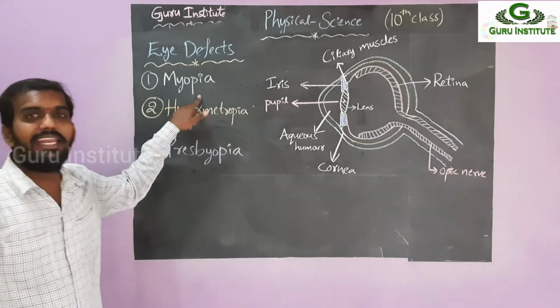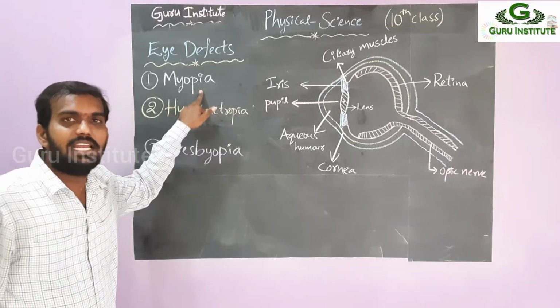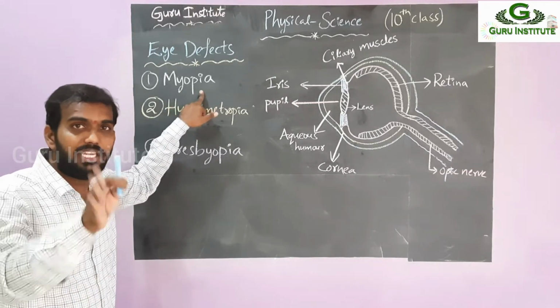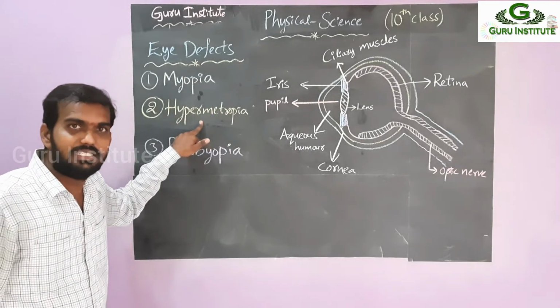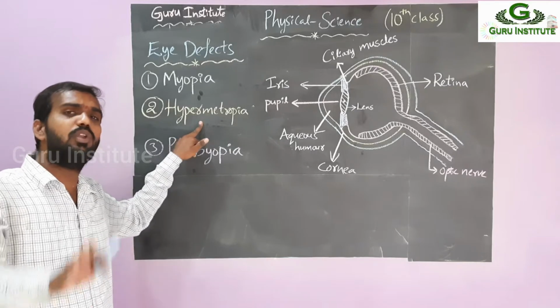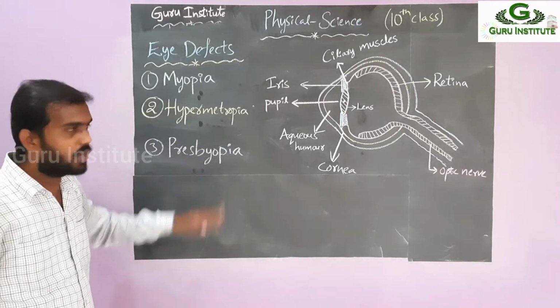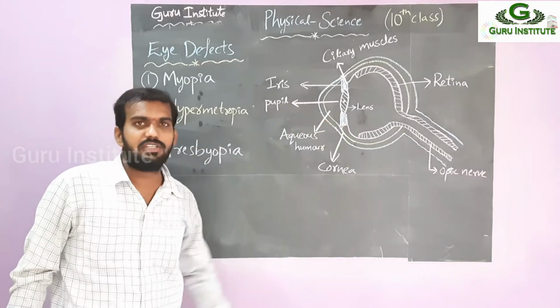So myopia is called nearsightedness. Why? Because you can see only near. Hypermetropia is called far-sightedness, the other name. Why? Because you can see only far images. For this one I have no other name. The eye structure we have already seen.